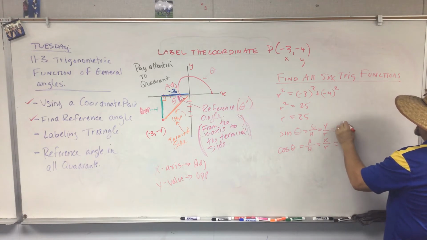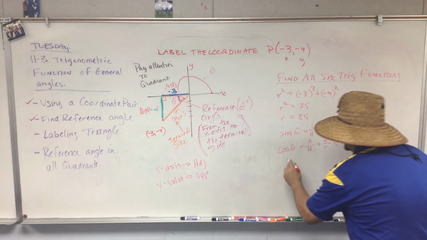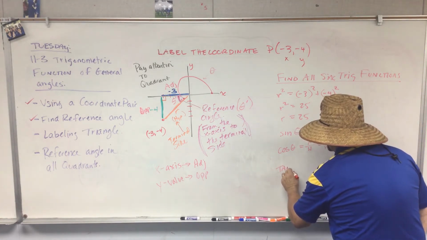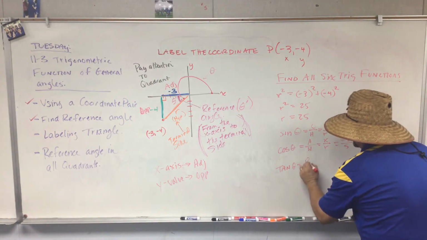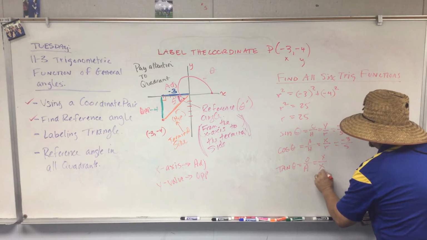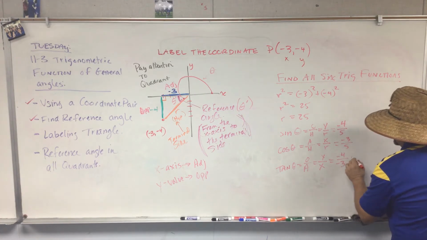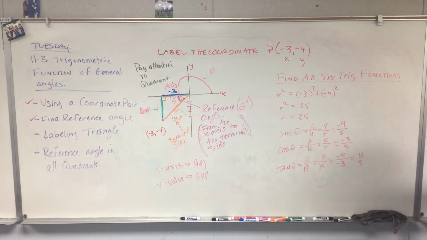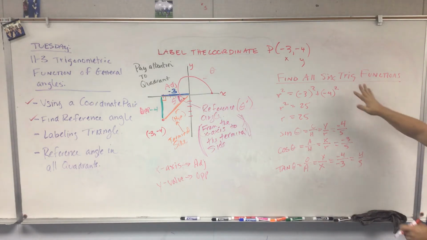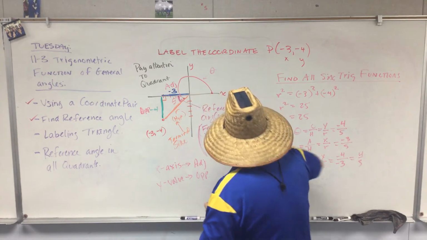Oops, this one's -4. Messed up, -4. -3 over 5. And my tangent of theta is opposite over adjacent, which is y over x, which is -4 over -3, which is 4/3. And then to find my other 3, cosecant, we flip this over, cosine, we flip that over, and tangent, we flip that over. So using a point, we just draw the point in, we label the triangle, and we go from there.